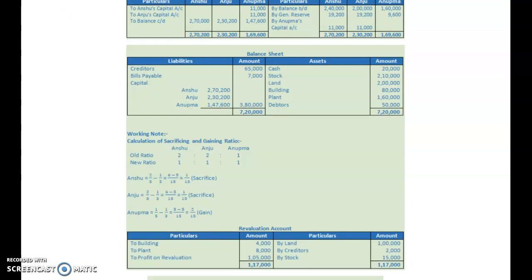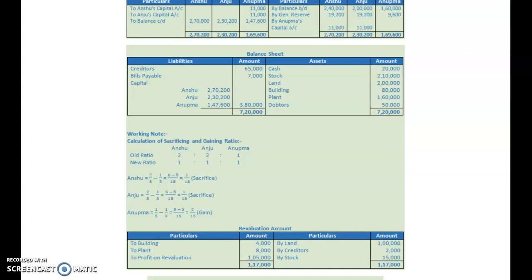So when we calculate the ratio of sacrificing and gaining, we will find that Anshu and Anju are sacrificing 1/15 and 1/15, and the third partner Anupma is gaining 2/15. So as per this, what do we have to do? The gaining partner's capital account should be debited and the sacrificing partners' capital accounts should be credited.